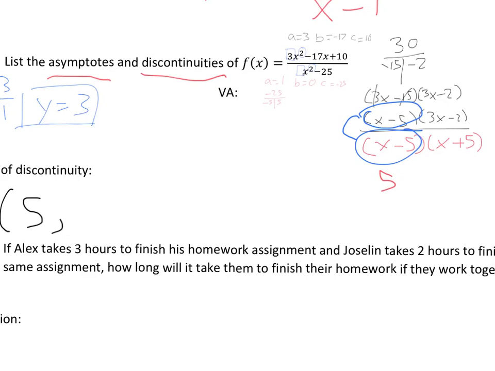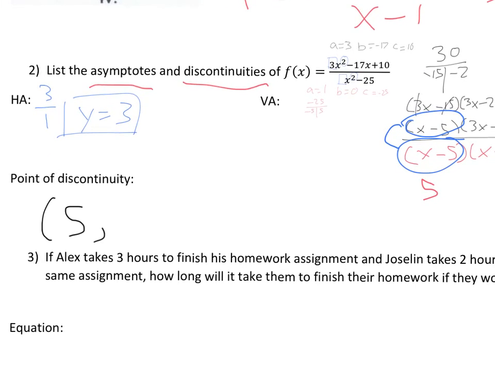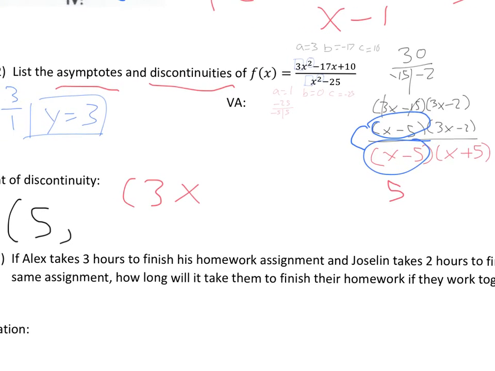So if we remove x minus 5 over x minus 5 from the fraction, we will have this new fraction, 3x minus 2 over x plus 5. Plug in 5 for x. We've got 10 on the bottom and 13 on top. So our point is 5 and 13 tenths. There's our point of discontinuity.